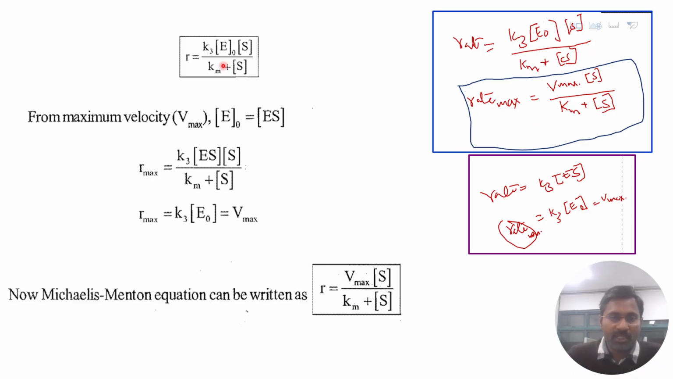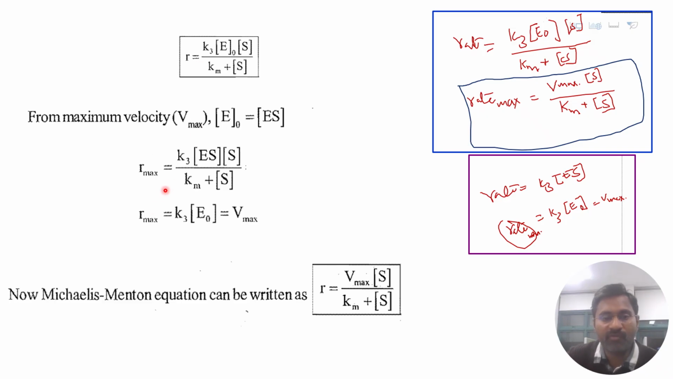And now the same expression, rate is K3 into concentration of E naught into S by Km plus concentration of S. For maximum velocity, like for the maximum rate of reaction, all enzyme has to react and form the enzyme substrate complex. That means enzyme is working with its 100% efficiency, where you will get the maximum amount of yield, which is expressed as maximum velocity in enzyme catalysis.